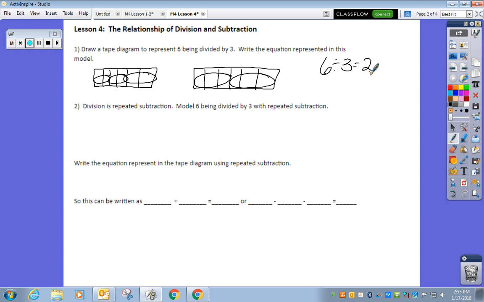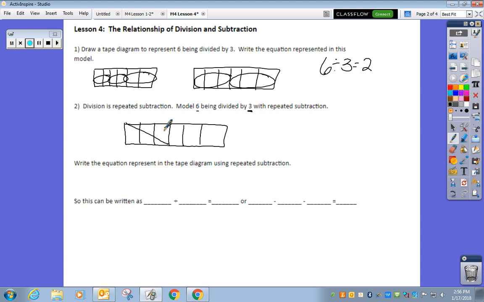So now part 2 says division is repeated subtraction. Model 6 being divided by 3 with repeated subtraction. So what this is saying is if I take my 6 and I repeatedly subtract 3 until I have none left, it's going to give me a division problem. So I'm going to subtract 3 from 6.